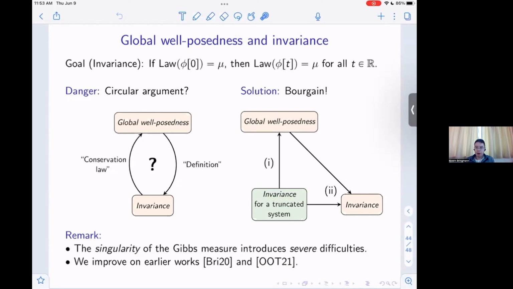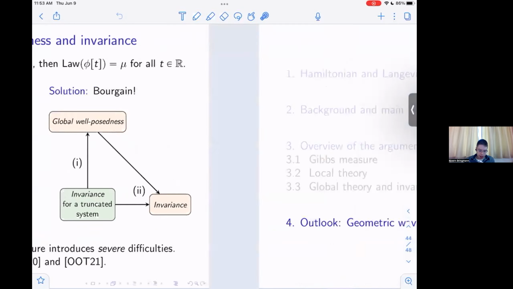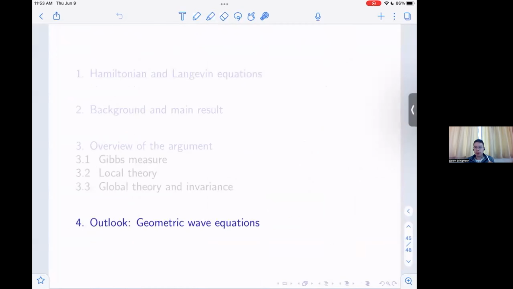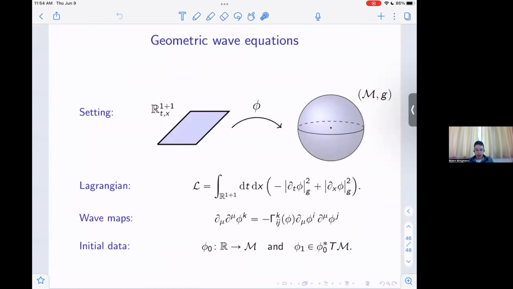Okay. What I just want to do now is leave this setting, and close with something new. So I'll spend like 2 minutes to give you a little bit of an outlook. This is a little bit of a separate topic. I just want to close on something different. So this concerns geometric equations. Okay. So previously, we're interested in scalar valued equations, right?